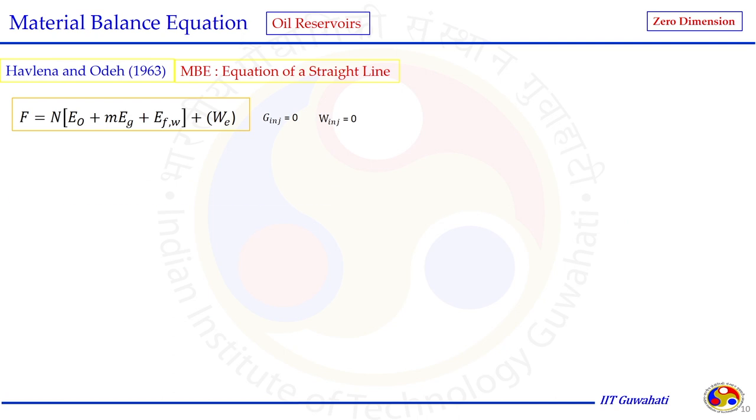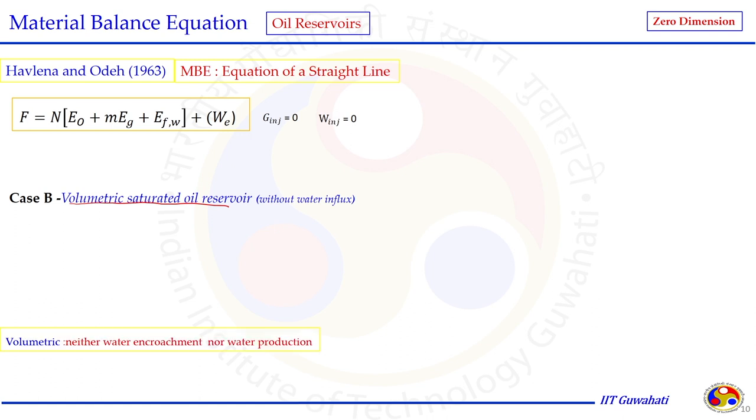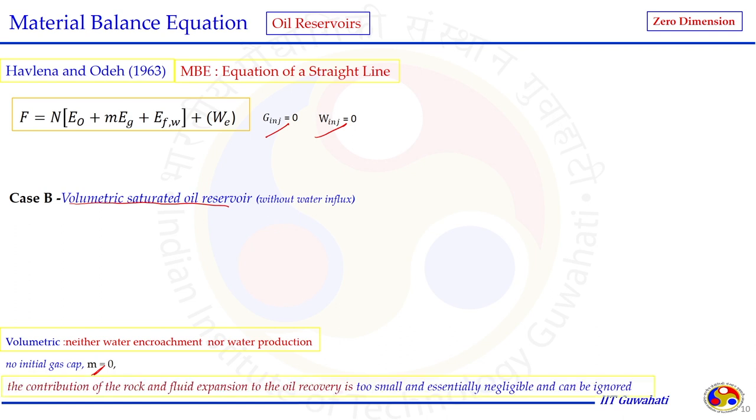Similar thing can be done for the second case. In the second case, we consider the volumetric saturated oil reservoir without water influx. So when we say volumetric reservoir, it means there is no involvement of the water, neither water getting encroached nor it is getting produced. So the expression that we already simplified for no gas injection, no water injection, the case of M equal to 0, because we are still at the saturated condition, no gas is liberated out from the reservoir oil, and in that case M can be considered 0.